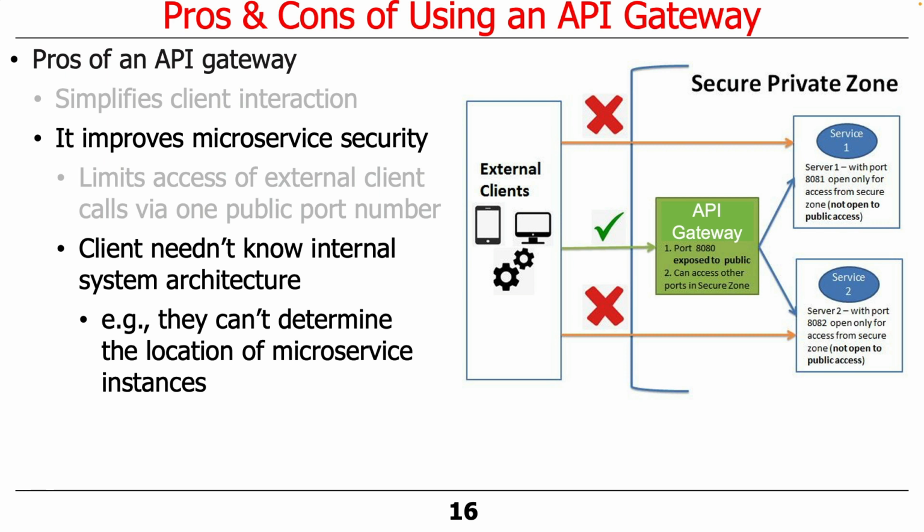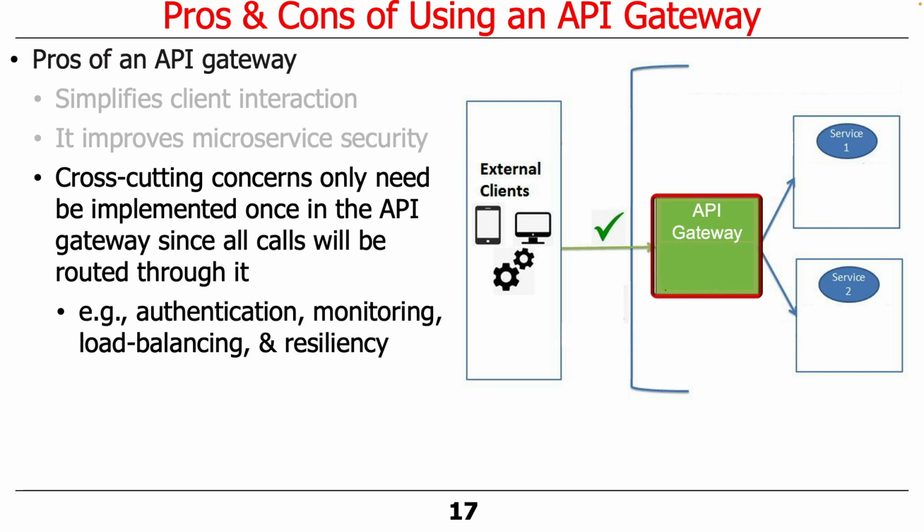So as a result, the clients have less to worry about, and the implementers also have less to worry about because this information is not leaking out to the clients, which is just yet another source of attack vector for bad actors.